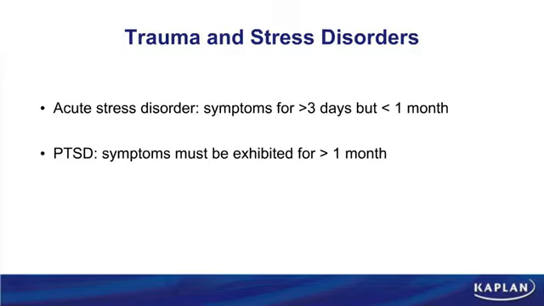In order for you to be diagnosed with post-traumatic stress disorder, the symptoms must be exhibited for more than 1 month. And this is important because if the symptoms are present for more than 3 days, but less than a month, then the diagnosis is acute stress disorder. So let's repeat that. If the symptoms are present for more than 3 days, but less than the month, it is called acute stress disorder. And if it's more than 1 month, it's called post-traumatic stress disorder. Now, what if the question doesn't mention duration of symptoms at all? Then the diagnosis will be post-traumatic stress disorder.